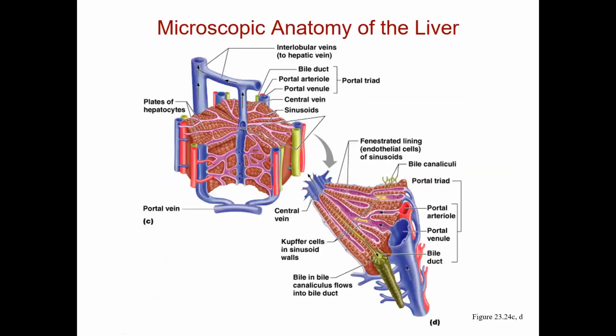All right, so one more time, on this diagram, you see the blood is traveling toward the central vein. Okay, blood is either coming from the portal vein or the portal arteriole. They both travel toward the central vein, and the bile is traveling in the opposite direction. It is going to be collected in the bile duct. Okay, and then travel this way and go toward the duodenum.